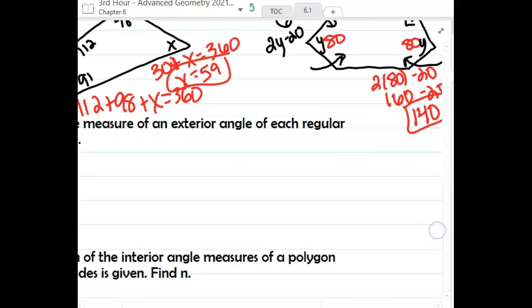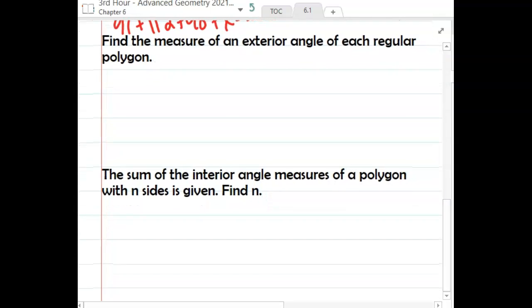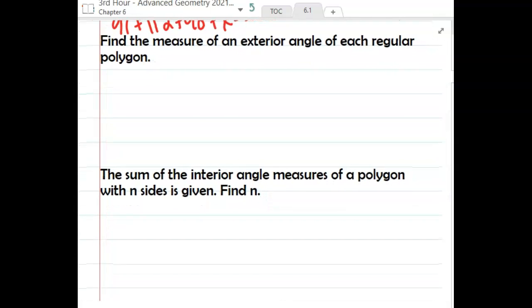Okay, now let's move into the other theorem that we talked about. Instead of talking about the interior angles, it was talking about the exterior angles. The sum of the interior angles depends on how many sides and angles you have. The exterior angles doesn't depend on how many sides and angles you have. The sum of the exterior angles is always going to be 360. Always. That's what theorem 6.2 told me.